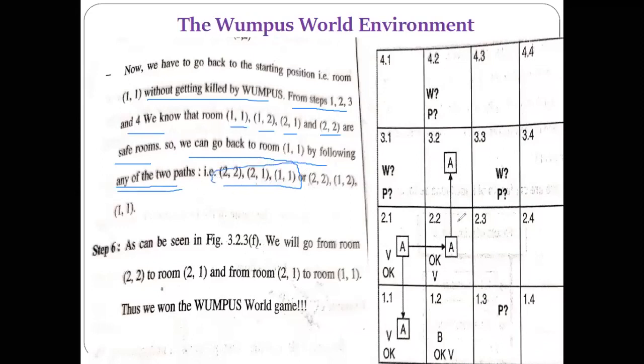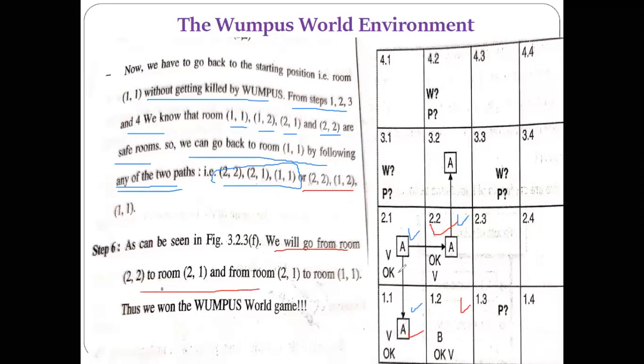This is the first path: room 2-2, then room 2-1, and then room 1-1. He also has the second safe path, that is room 2-2 itself, room 1-2 and room 1-1. Okay, so any sequence can be followed by the agent here, understood, and in that way the agent can come back.